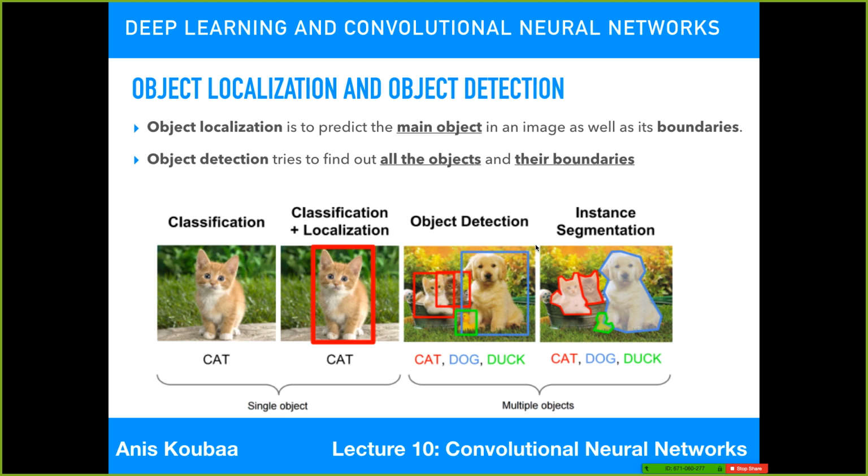Also, we have instance segmentation. Here, we're not going to provide bounding boxes, but we will label the pixels: all the pixels representing a cat and all the pixels representing a dog and so on. So this is actually pixel-wise labeling, whereas in detection we just label the whole bounding box. So this is the difference between object detection and segmentation as well. But in this lecture, we are going to introduce classification and localization and object detection.